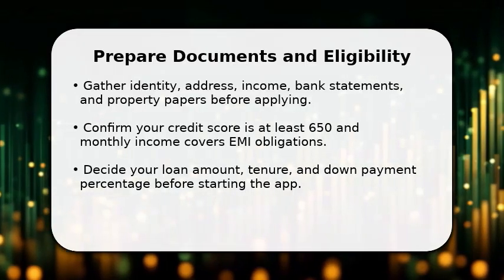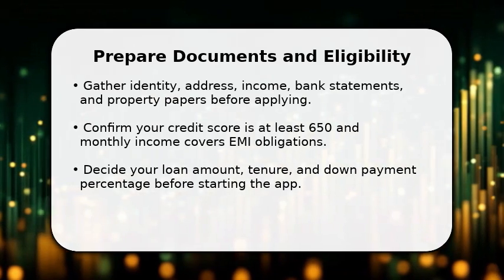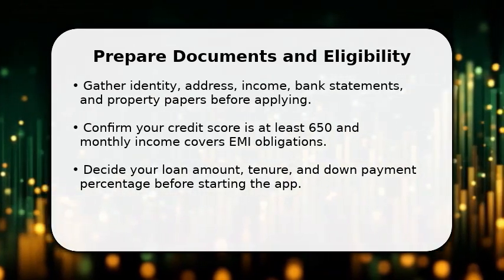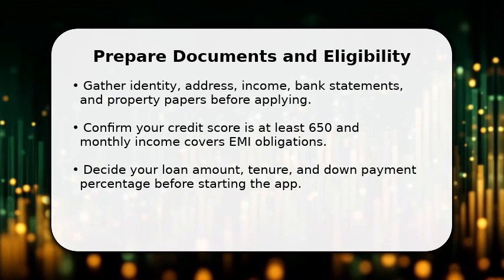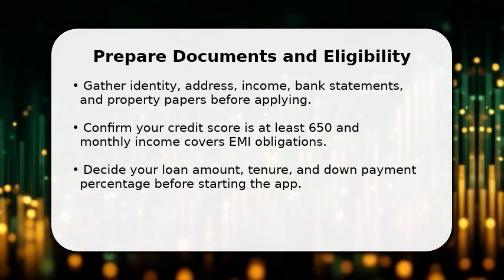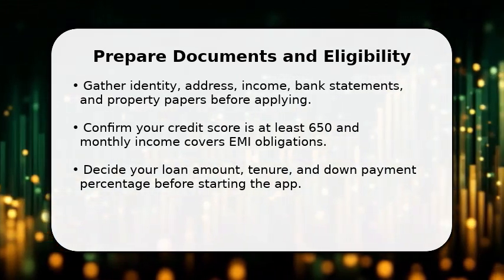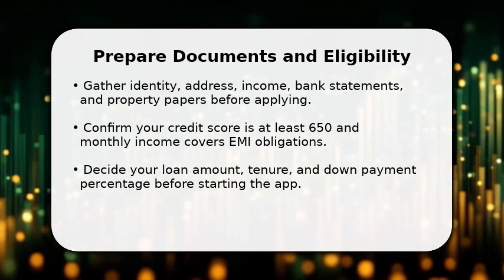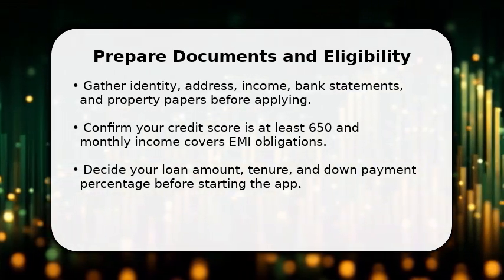Gather identity, address, income, bank statements, and property papers before applying. Have government ID, PAN card, and recent passport photo ready for upload. Confirm your credit score is at least 650 and monthly income covers EMI obligations.